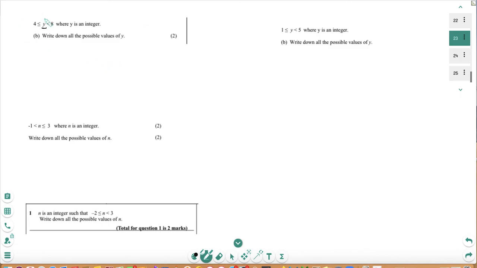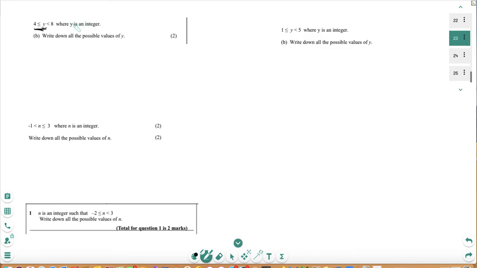So let's read this inequality out loud. y is greater than or equal to 4. It's equal to, because there's a little line over here. So y is greater than or equal to 4, and y is less than 8, and y is an integer. Write down all the possible values of y.